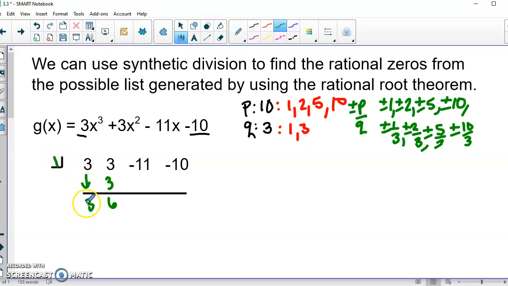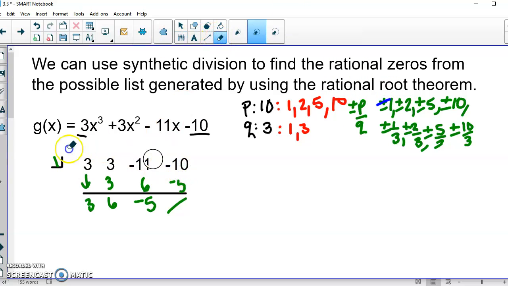So bring down that 3. 1 times 3 is 3, add. 6 times 1 is 6, add. 1 times negative 5 is negative 5, add. Not a remainder of 0. So that means 1 is not a zero. Now we've got to try another.